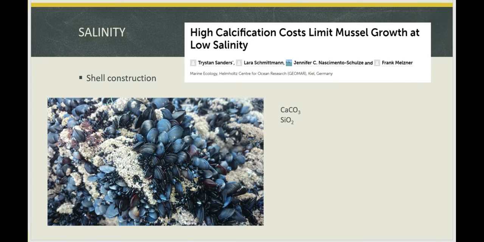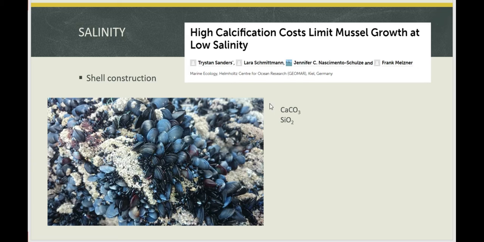So salinity. We've talked a lot about salinity in ocean water and how it is one of the important elements of ocean water. And one of the really obvious ways that salinity might affect marine organisms is just in their shell construction. So here we have some blue mussels and we have some barnacles on these. All of these organisms grew their shell from the salts, from the ions that are found in salt water, right?